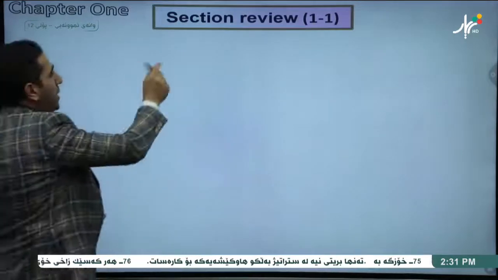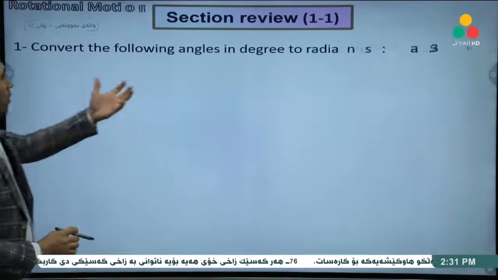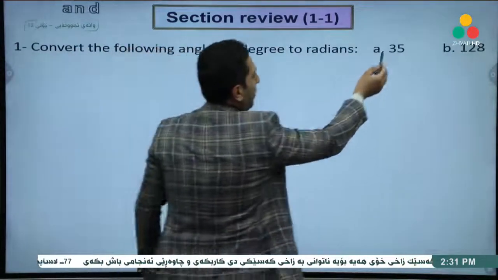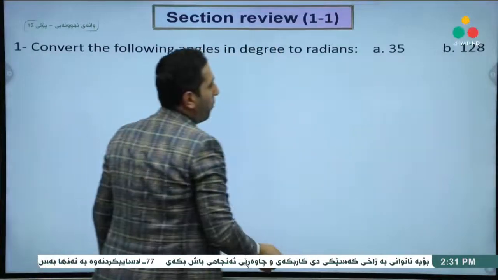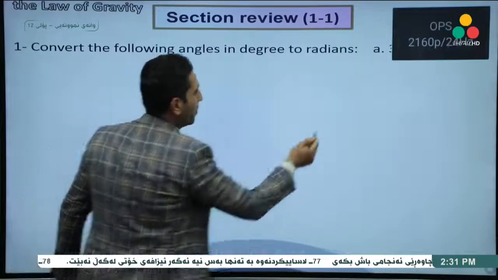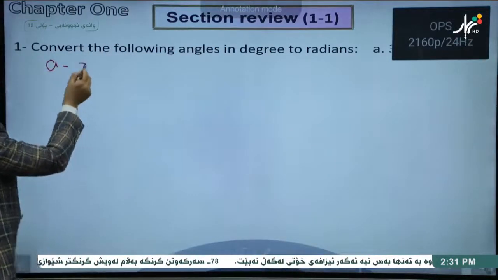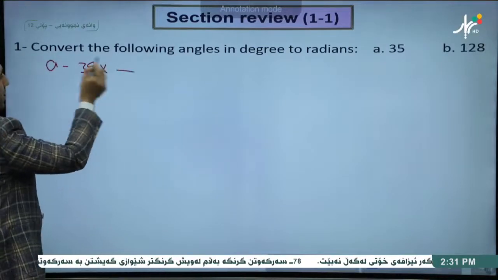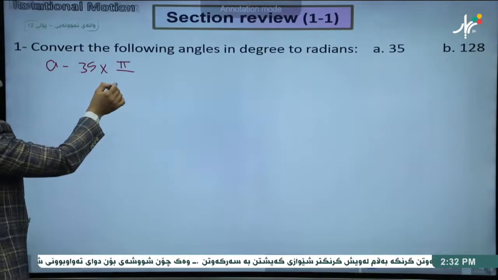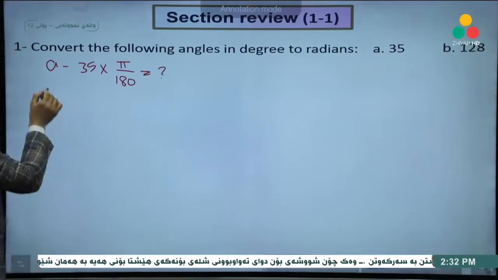Okay, now we have section review 1-1. Question number 1: convert the following angles in degrees to radians, 35 and 128. A: 35 degrees times pi over 180 is equal to some number.